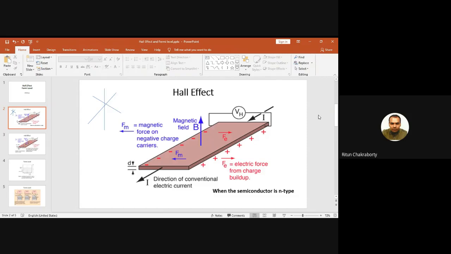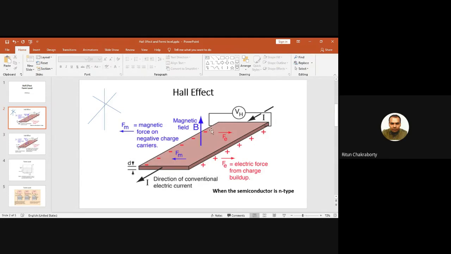So again, you know from basic electricity, when is a voltage developed across a material? A potential difference means you have to carry a charge from one place to another, or you have to do some work in order to move a charge from one place to another.